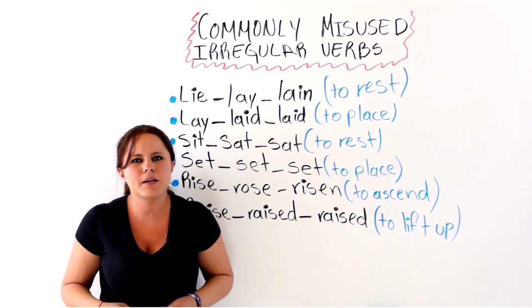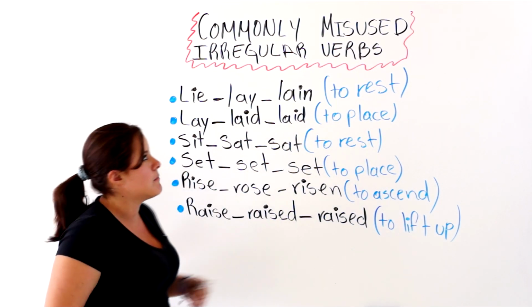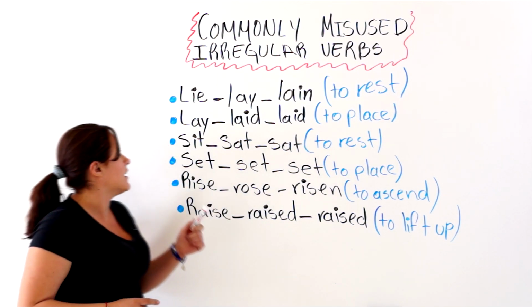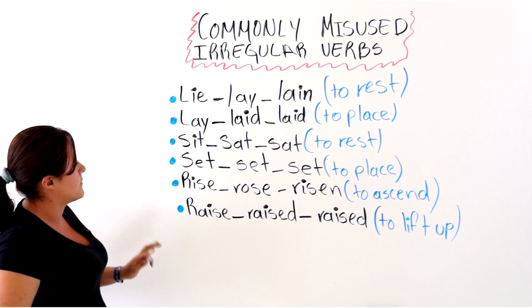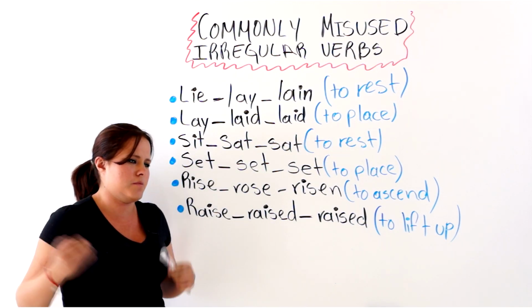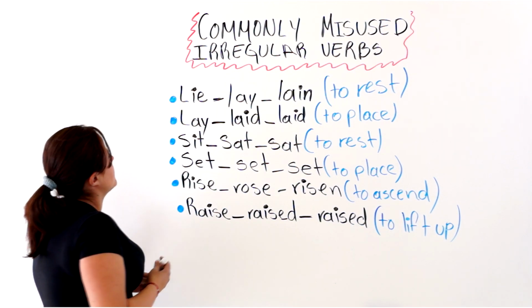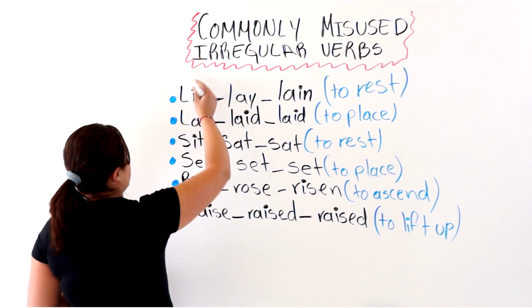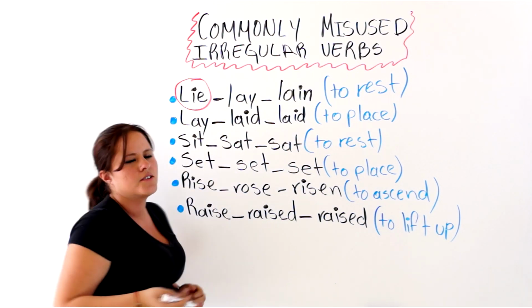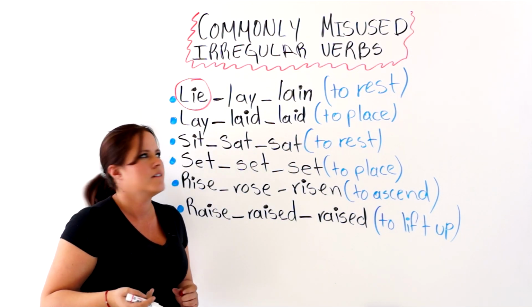In today's video I will talk to you about commonly misused irregular verbs. I have six verbs that are the most commonly misused irregular verbs. The first one is lie, to rest, to lie on the bed, right?